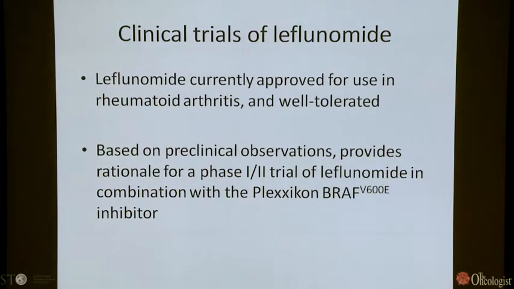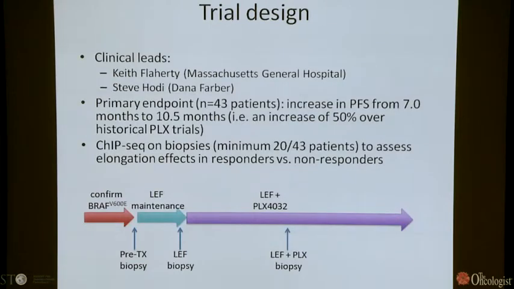And so we are currently interested in pursuing clinical trials of this since leflunomide is approved for rheumatoid arthritis, reasonably well tolerated. We think our preclinical observation from the zebrafish and mouse work will lead us to a phase 1/2 trial in combination with the BRAF inhibitor. This is really the way the trial is being designed. So this is being clinically led by Keith Flaherty here at MGH with Steve Hody at Dana-Farber. Really, the primary endpoint is an increase of progression-free survival of 50%.